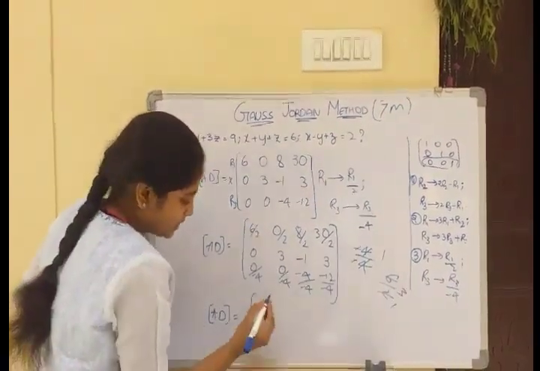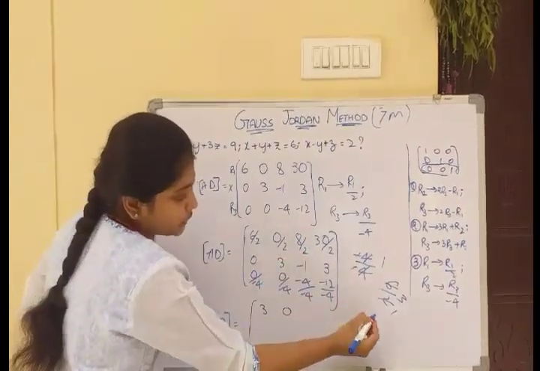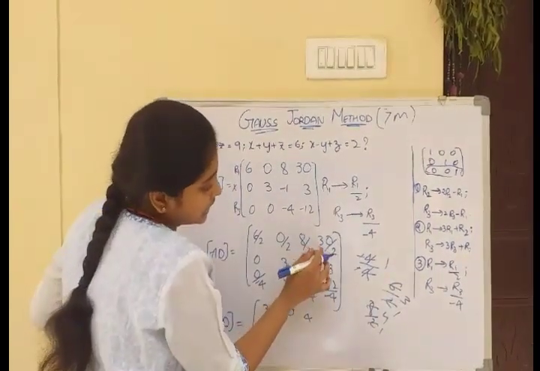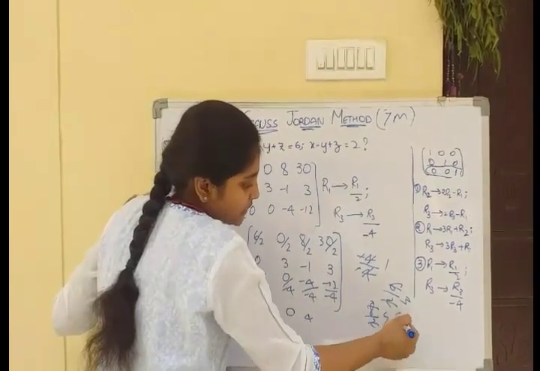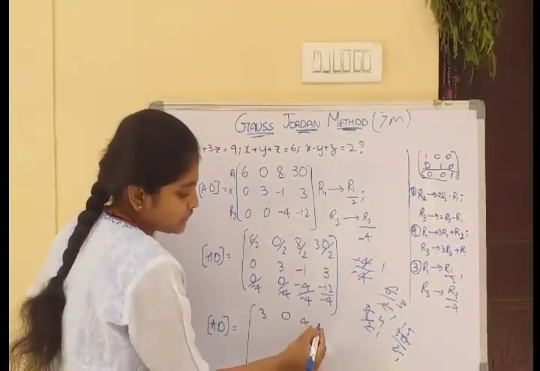6 by 2 is 3. 0 by 2 is 0. 8 divided by 2 is 4. 30 divided by 2: 2 1s are 2, 2 1s are 1, we will borrow here and it will become 15. So it is 15.